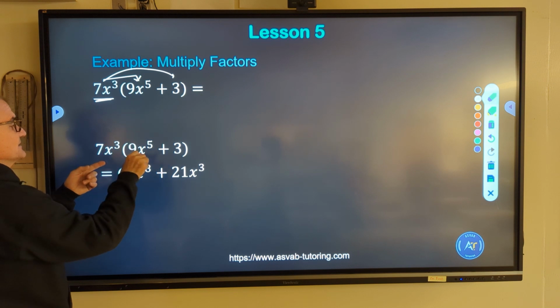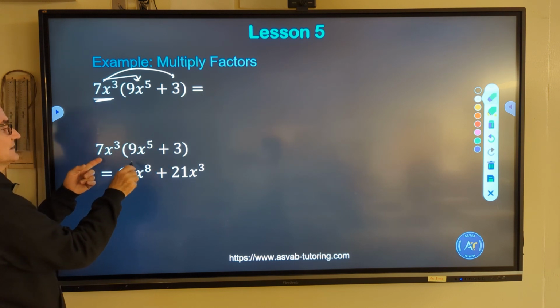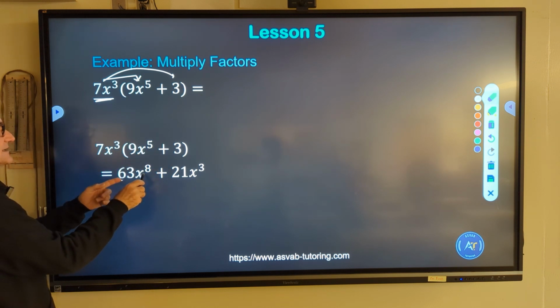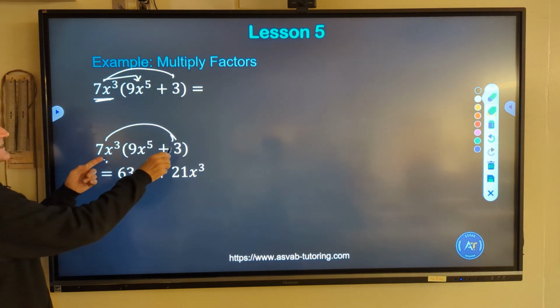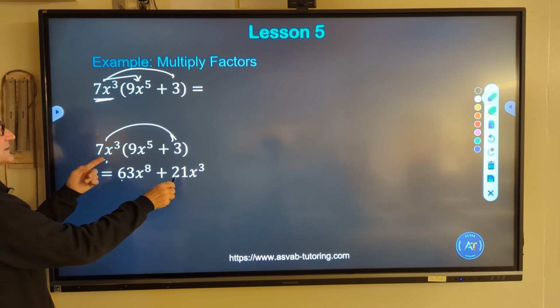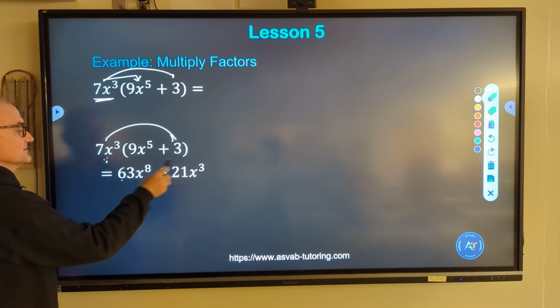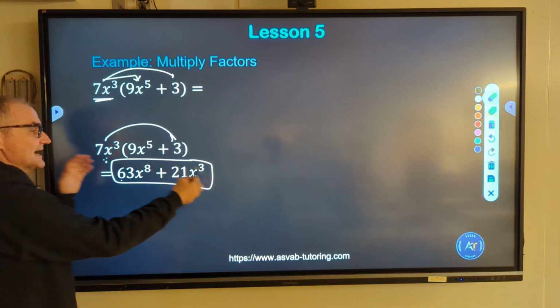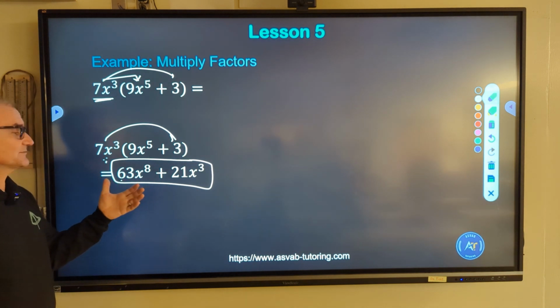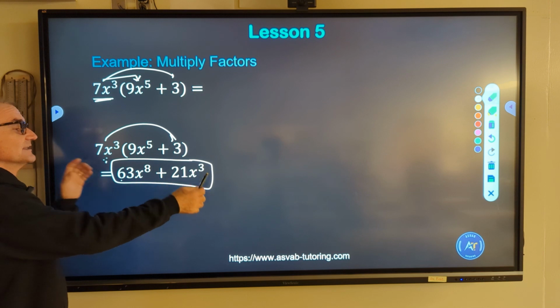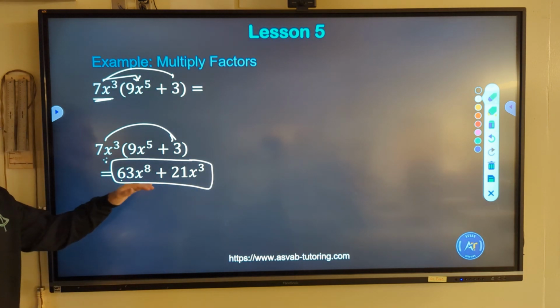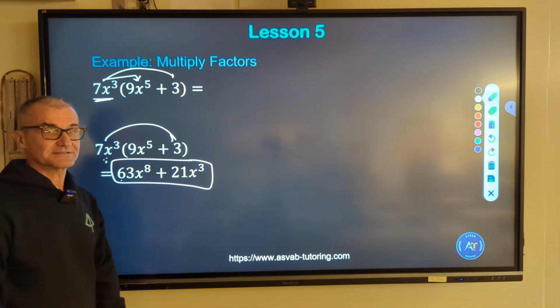Right? So this times this is 63. I add my exponents, x to the 8th. Then I got to multiply it through the second term. 7x to the 3rd times 3 gives me the 21, x to the 3rd. So that's my final answer there. I cannot combine these terms because they are not similar. If it was x to the 8th and x to the 8th, then they are similar and I could combine them, but that's as far as I could go with this right here.